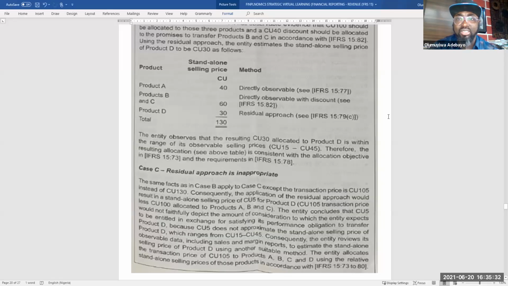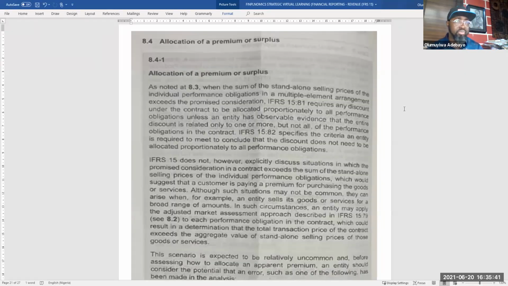Okay, you also do us a favor. Who will do us a favor now? Anybody can volunteer now. Allocation of a premium or surplus. How do you go about it?